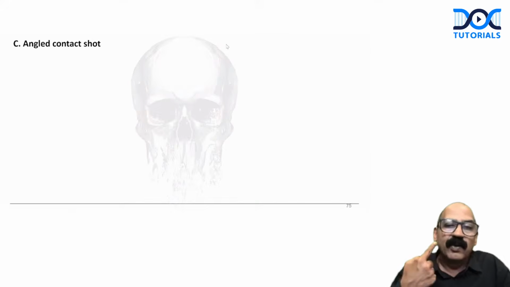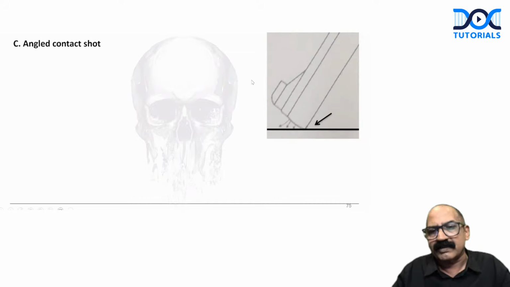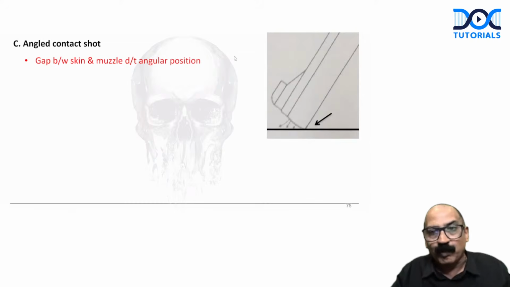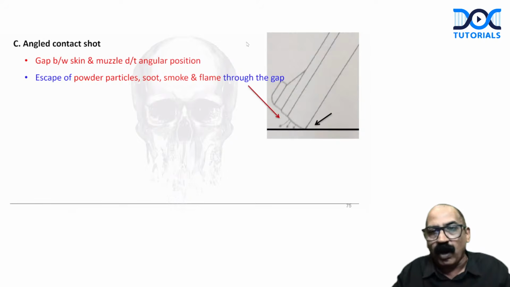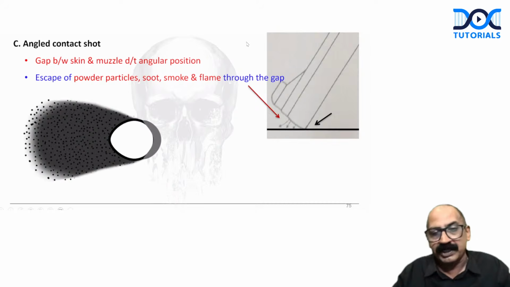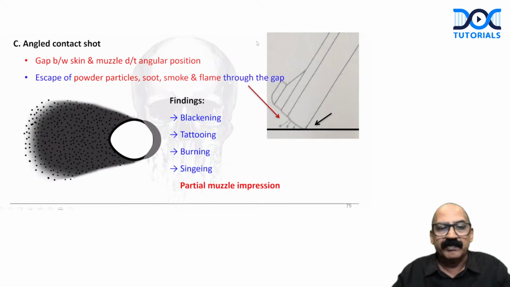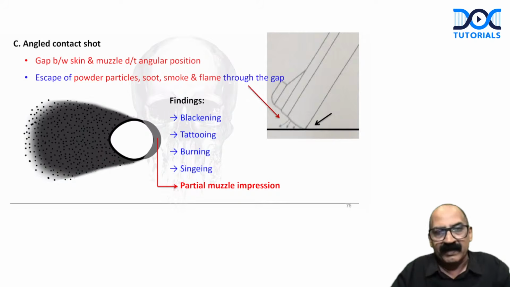Now, coming to the angled contact. Here, the gun is kept at an angle. Look here. Then there's a lot of gap. Through the gap, everything will escape except the projectile, meaning the bullet. The powder particles and the soot smoke get deposited in an ovoid shape. So what findings do you see? Blackening, tattooing, burning, singeing, and partial muzzle impression. Where it is touched firmly, there may be an impression. That is regarding angled contact shot.